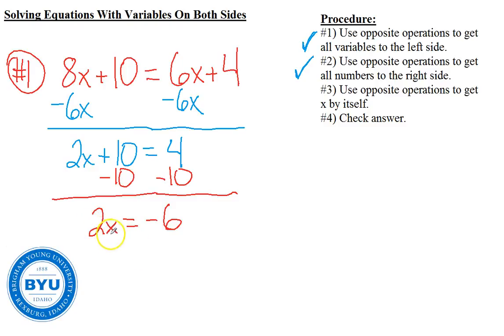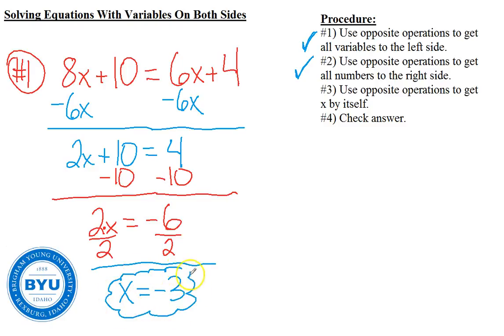Our last step then is to get x by itself. I'm going to have to use opposite operations like we've done in past problems. I've got this times by 2. The opposite of times by 2 is to divide by 2. And so I'll divide both sides by 2. When I do that, I get my final answer of x equaling negative 3.